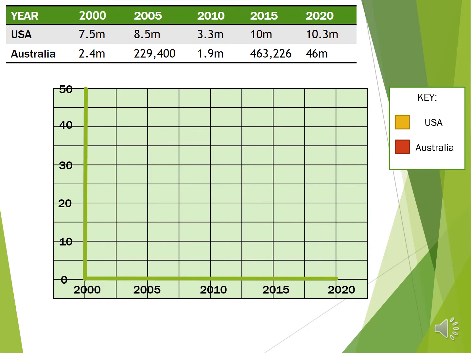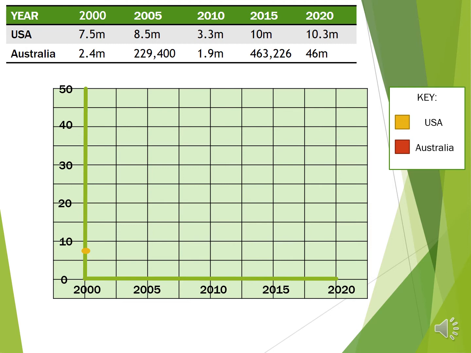If we look at our data table then, we can see in 2000 the USA had 7.5 million acres of land burnt. So if I go down to my x-axis and make sure I'm looking at the year 2000, I know that 7.5 is going to be halfway between 5 and 10. So I'm going to put a dot roughly halfway there. Okay, so that's 7.5 million.